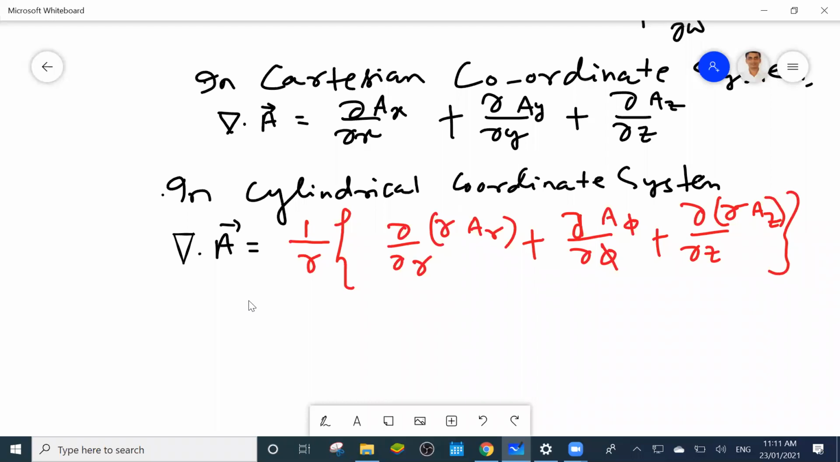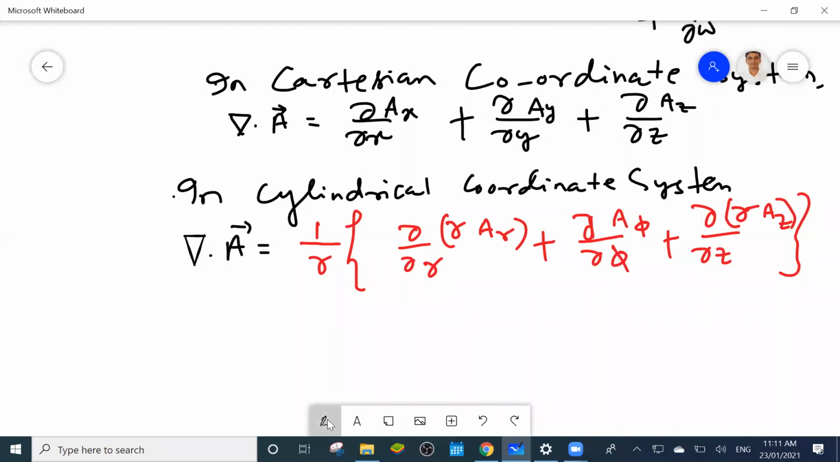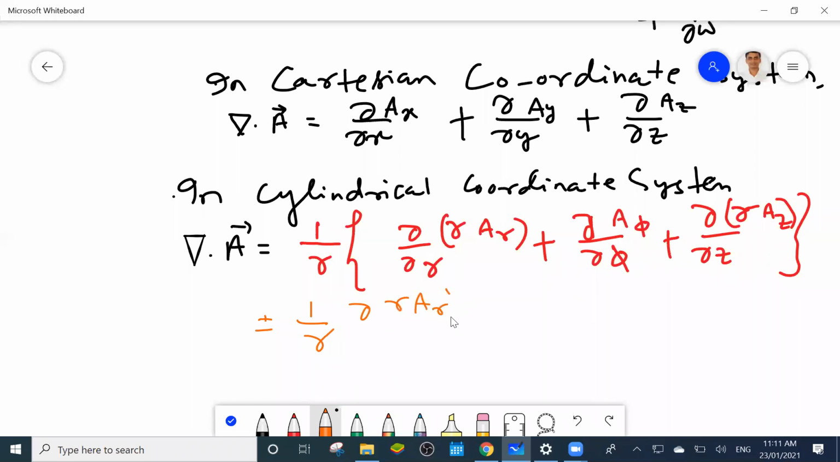So I can write up to this one also. Suppose I am writing here 1 by R, then del R AR by del R, plus 1 by R, then del A phi by del phi.